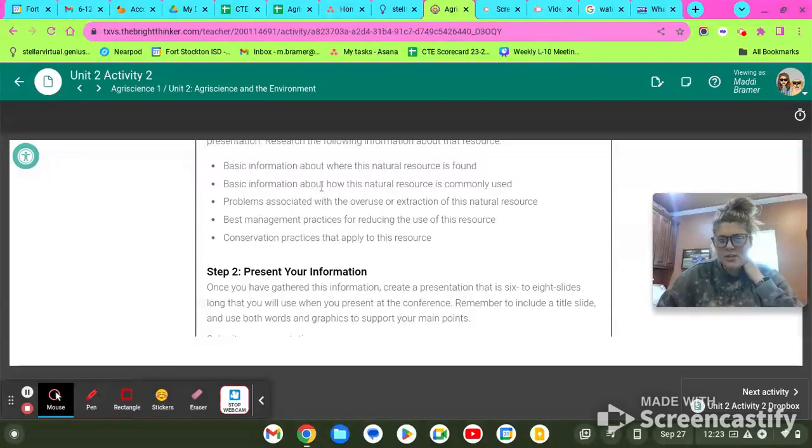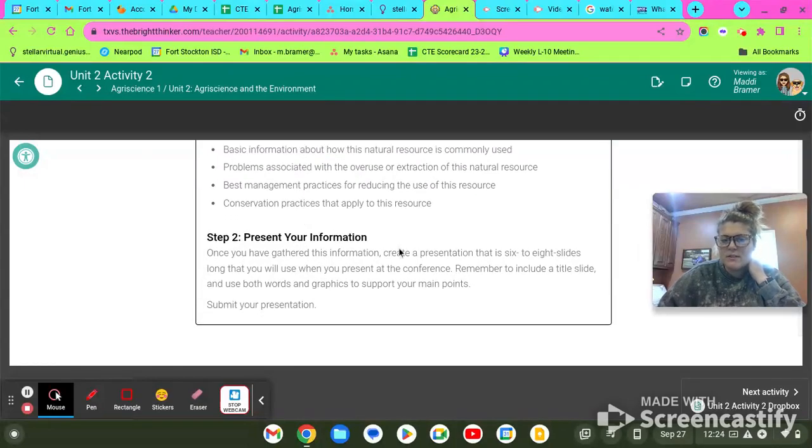So tell me the following. Basic information, where do you find it? Timber, I find it in the forest. Basic information on how it's commonly used. This is used for construction of homes and buildings. Problems associated with overuse or extraction. It can reduce habitat for wildlife. Best management practice for reducing the use of this resource: replanting trees, regulation on how much is harvested. Conservation practices that apply to this resource: planting those trees, saving forests, making sure that not all forests can be harvested.